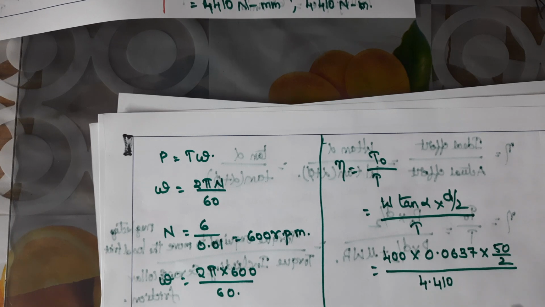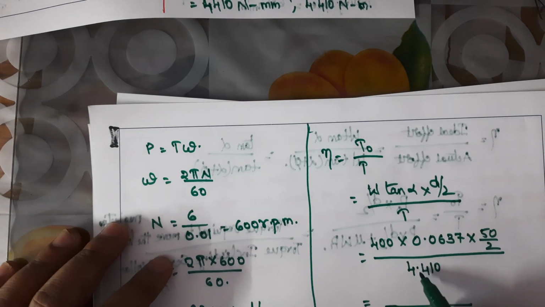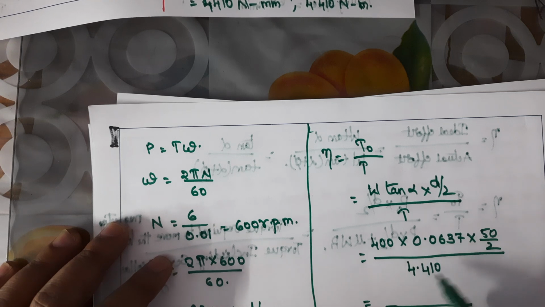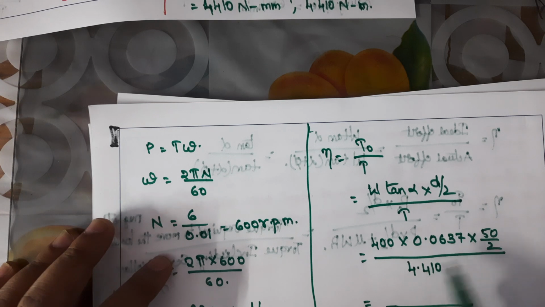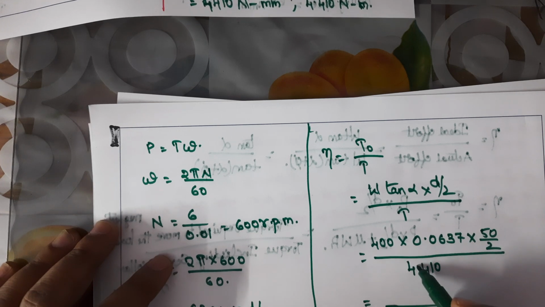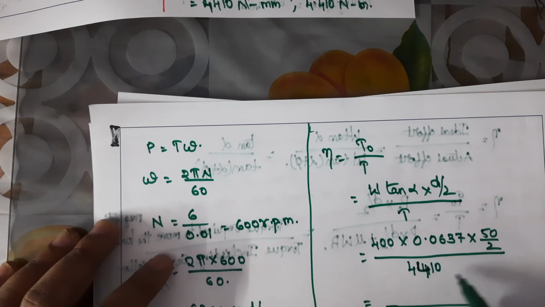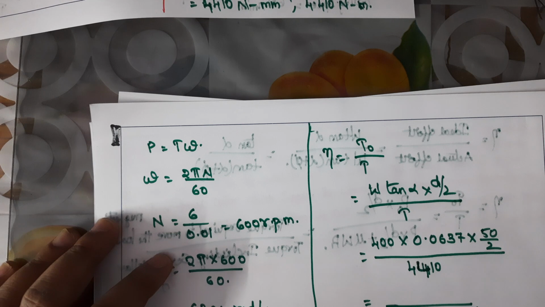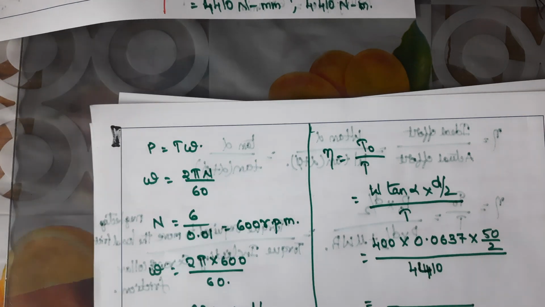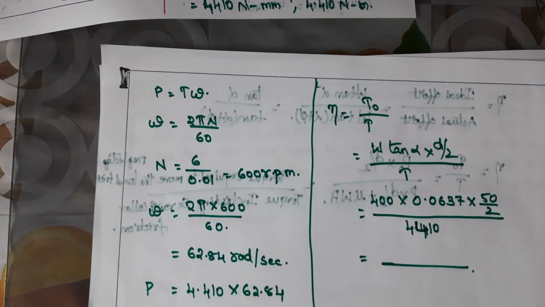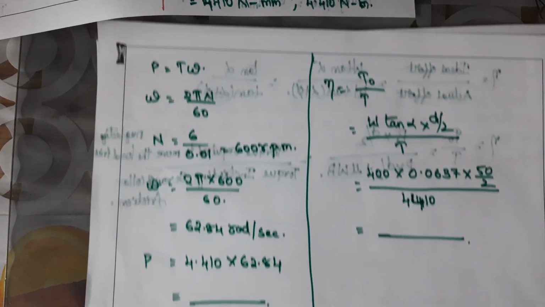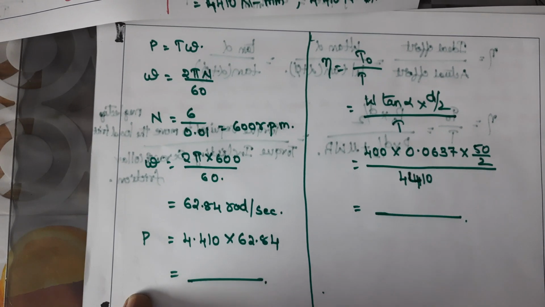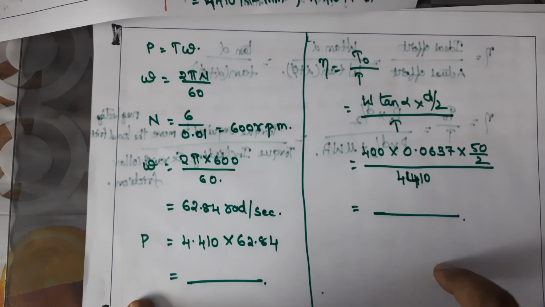Just calculate the value and tell me the answer in percentage. We have to take the torque value in Newton mm, because here everything is in mm, so just take the value as 4410, so that we can get the value correctly and convert it into a percentage. Just try to do that and tell me the answer. That is the end here. Just tell me the two values: what is the power value and what is the efficiency value.